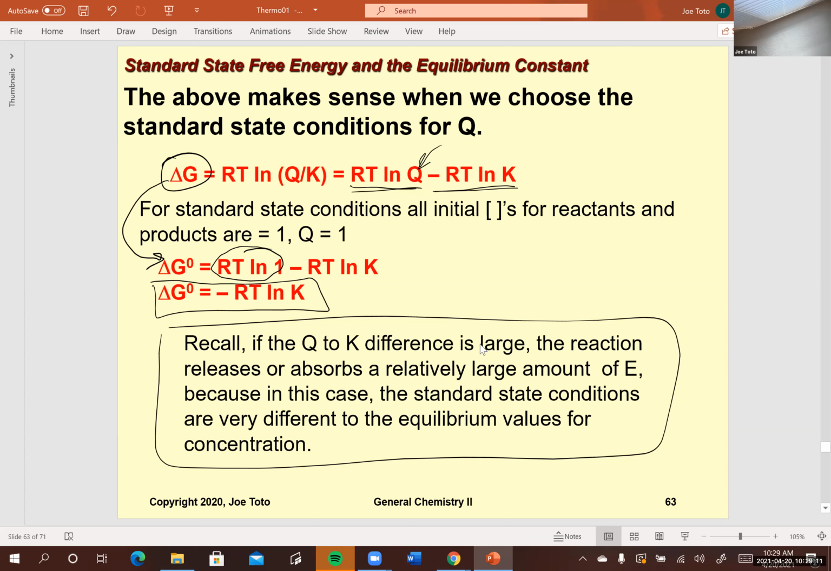But the magnitude, the larger the difference between Q and K, doesn't that signify that those conditions are further away from equilibrium, and that you're going to have to shift further to the right or to the left, depending on the magnitude of Q and how far those conditions are from equilibrium? So it kind of alludes to that fact. So we know that.